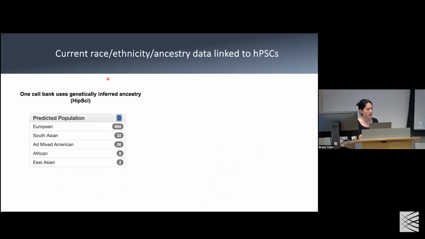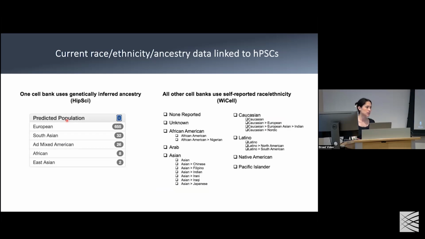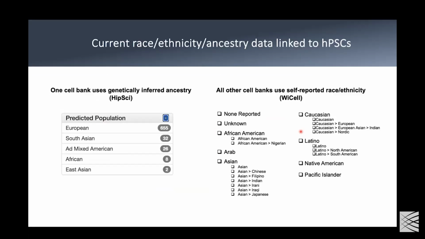We are only aware of one bank that actually uses genetically inferred ancestry, and that's the UK-based TIPSCI, where they give information about the predicted population and they break down into the major categories. So that's very useful. But the vast majority of the other banks use self-reported racial or ethnic identity. And this is just an example of all of the different terms that could be used to describe a cell line from one of the banks. This is Y cell. So it's important to note that the racial or ethnic identity is not the same as the underlying genetic ancestry, and those two pieces of information may or may not be concordant. But the only piece of information we're really getting with the stem cell lines is the racial or ethnic identity.